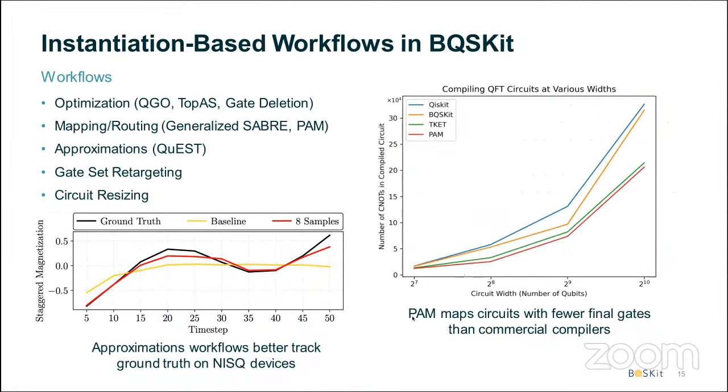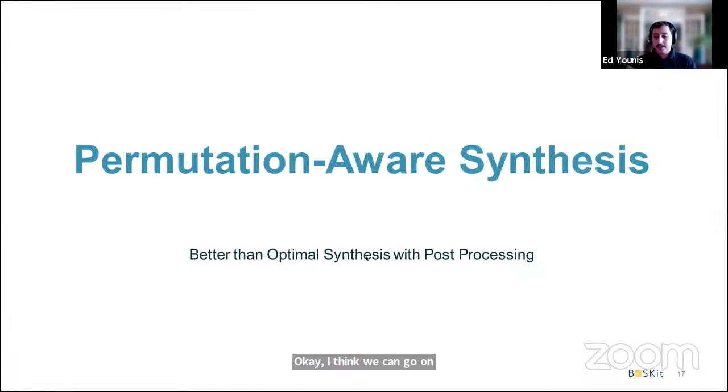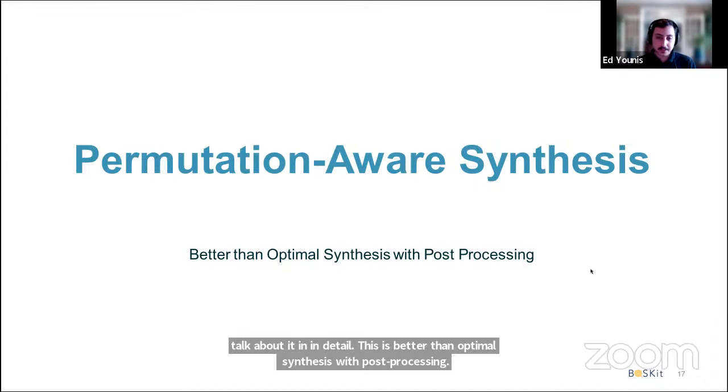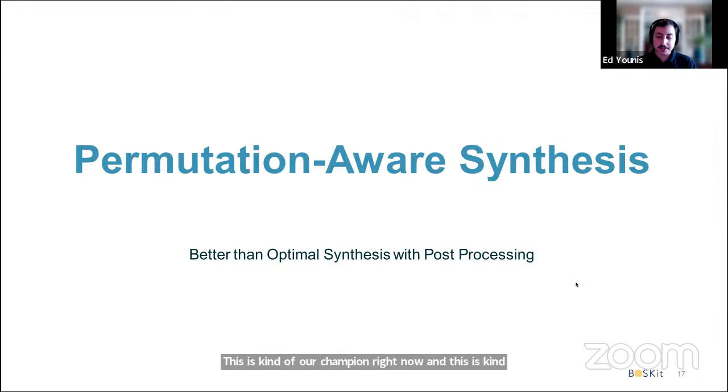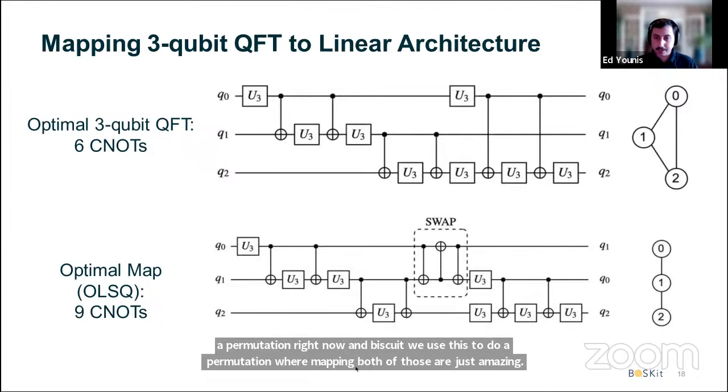Okay, I think we can go on. Permutation-aware synthesis. I've talked about this a little bit, let's talk about it in detail. This is better than optimal synthesis with post-processing. This is kind of our champion right now. In BQSKit, we use this to do permutation-aware mapping. Both of those are just amazing tools with an amazing insight. Let me motivate the problem here.